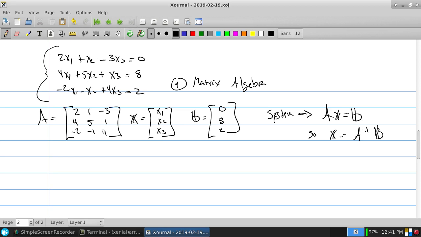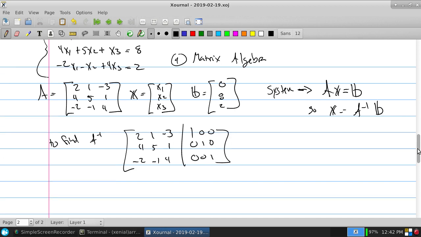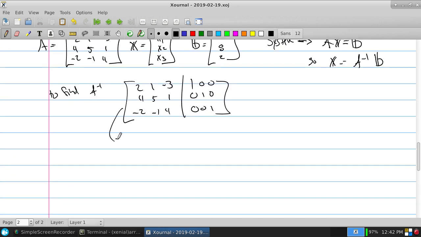How could you find A inverse? The easiest way to do that would be to take 2, 1, negative 3, 4, 5, 1, negative 2, negative 1, 4, augment with 1, 0, 0, 0, 1, 0, 0, 0, 1, and do all of the row operations necessary, right? We just do row ops until I get 1, 0, 0, 0, 1, 0, 0, 0, 1, and over here will be A inverse. You probably ought to use the determinant to see if you even should do this.